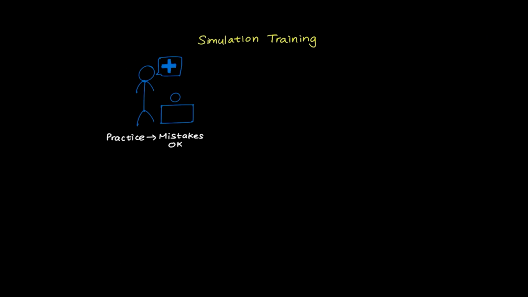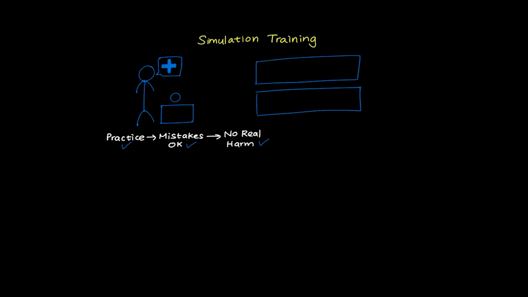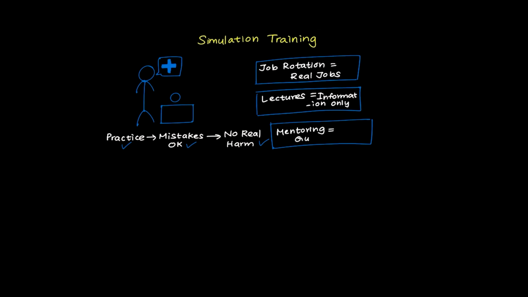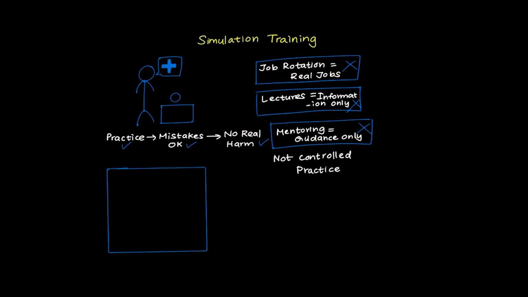Simulation training creates realistic practice environments without real-world consequences. A hospital can have nurses practice emergency procedures on mannequins or computer simulations without any patient risk. That's the whole point. You can make mistakes safely. Job rotation moves people between real jobs, not simulated ones. Lectures deliver information, but don't provide hands-on practice. Mentoring gives guidance, but doesn't create controlled practice environments. Simulation is specifically about replicating job demands in a safe space where errors don't cause harm.